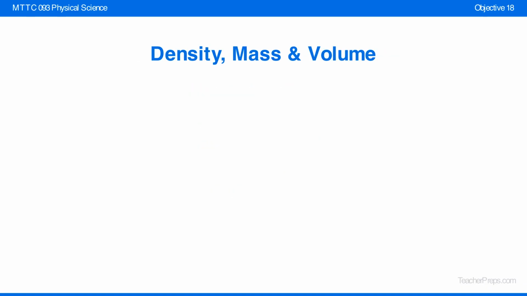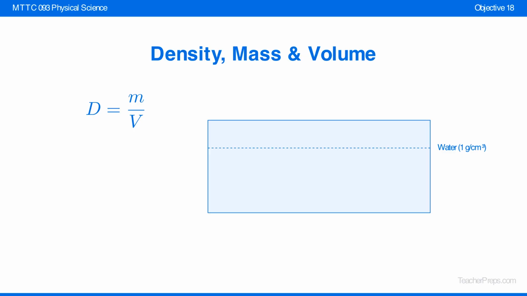Objective 18 covers physical properties of matter. Let's start with density, mass, and volume. Mass is the amount of matter in an object, measured in grams or kilograms. Volume is the amount of space an object takes up. Density is mass divided by volume. D equals m over v.